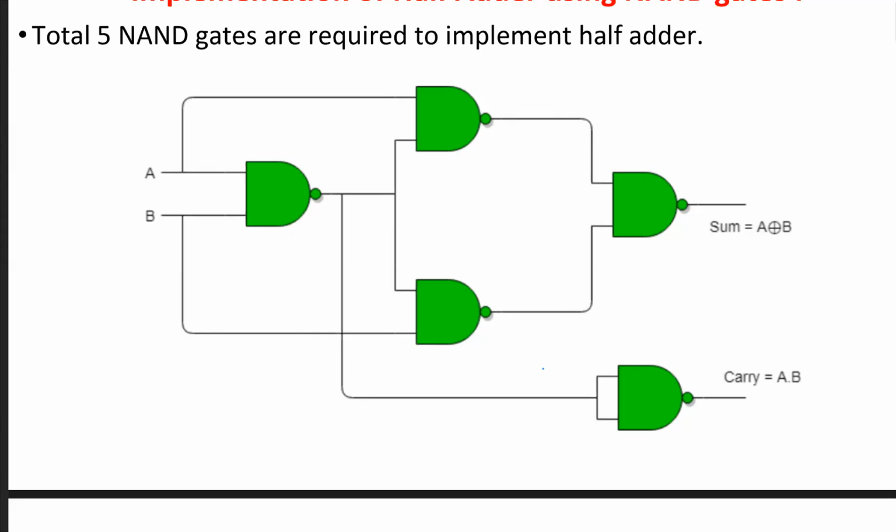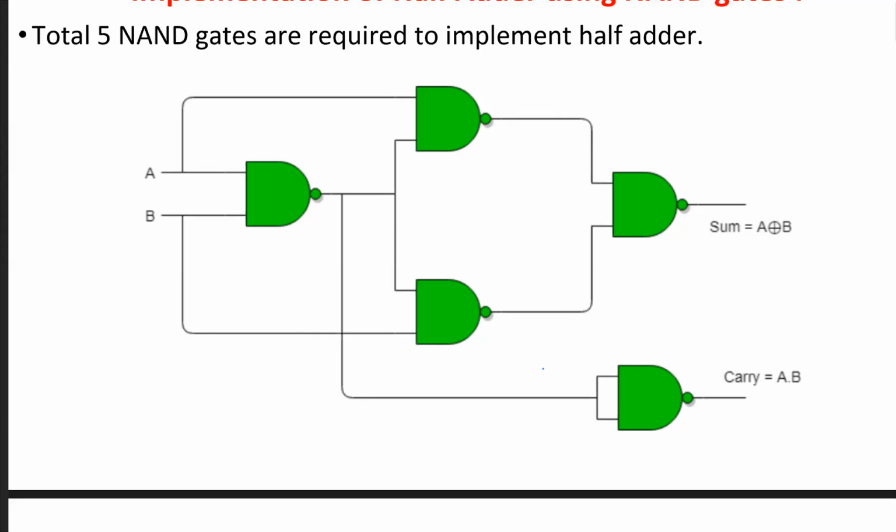And for getting A dash B plus A B dash, what I have to do is, once NANDing I am doing, then that NANDed output I am taking as one of the inputs to another NAND gate, and the other input is given to the other NAND gate. The outputs of gates 2 and 3, I am giving to a fifth NAND gate, or fourth NAND gate in our case, and I'm getting the sum. And I'm using the Boolean identity, De Morgan's law, for getting this function.